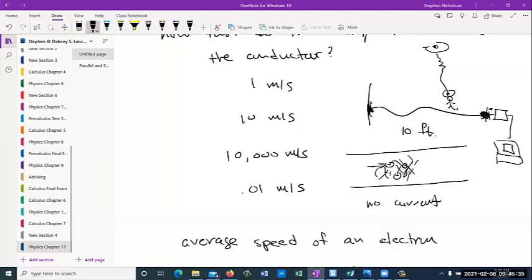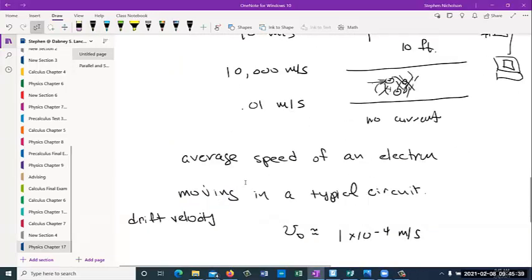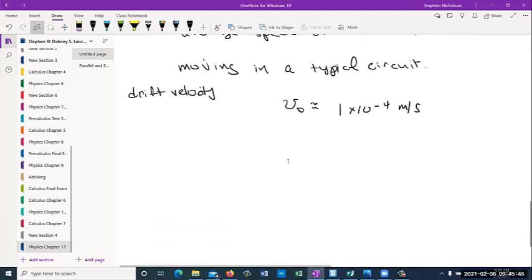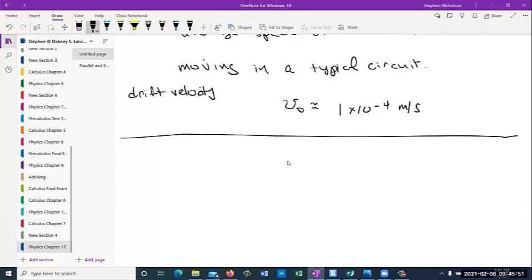So that's something to think about. It's not that important to be able to solve these problems, but it's counterintuitive. Okay, so that's what current is. It's a flow of how much charge passes through a given area per unit time.